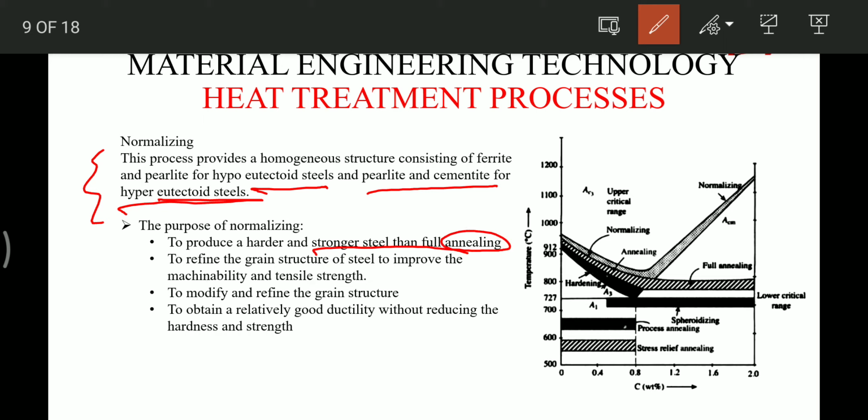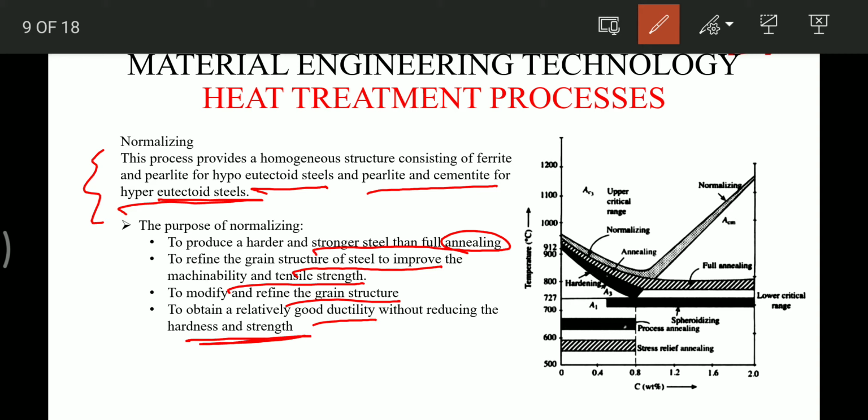As we have seen in the previous slides, in annealing the strength is lost but ductility is increased. So to acquire the strength we do normalizing, that is, we are basically increasing the rate of cooling. It refines the grain structure of the steel to improve the machinability and tensile strength, and to obtain relatively good ductility without reducing the hardness and the strength.